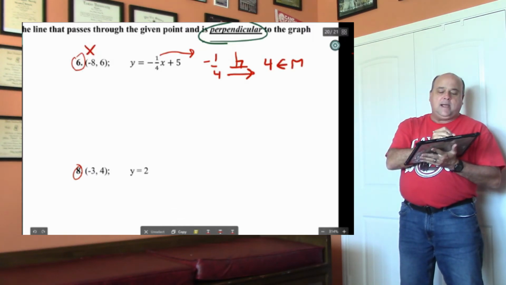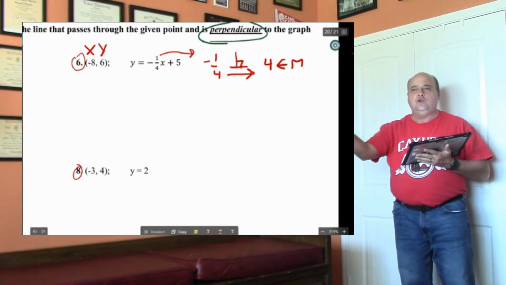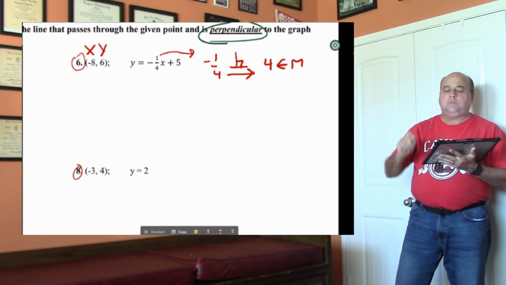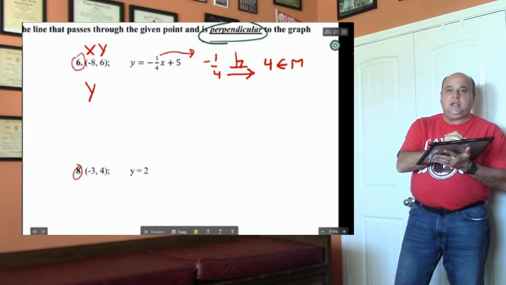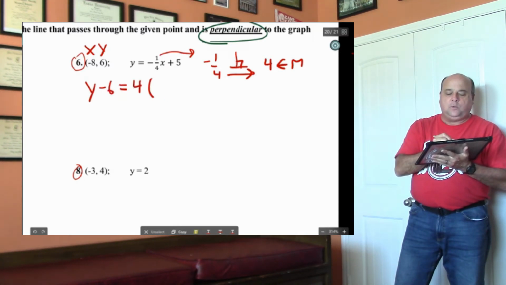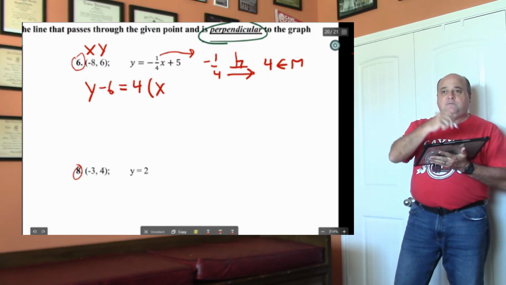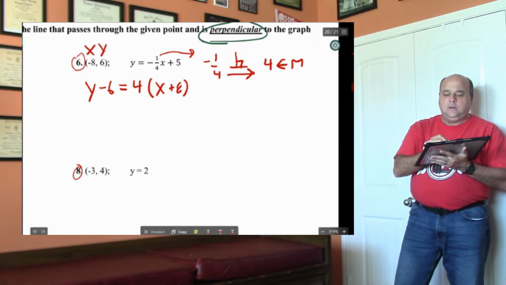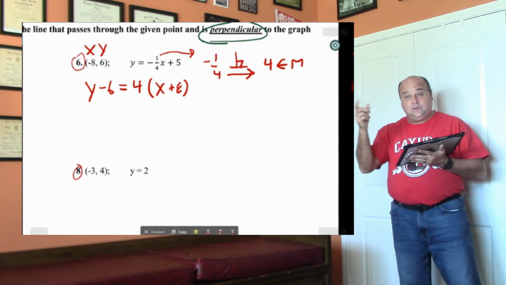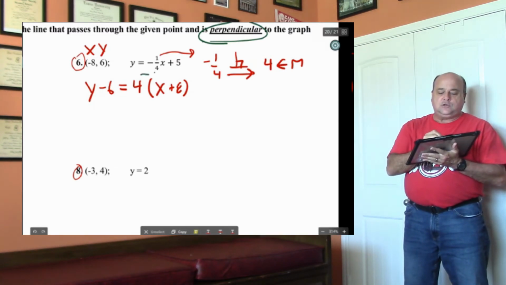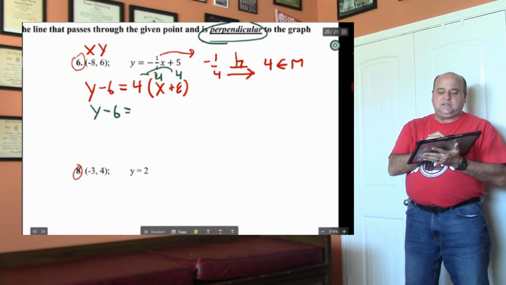I'm going to label my x and y. Now I'm going to do point slope and switch it to mx plus b. So y, the opposite of +6 is -6, equals my slope 4, parentheses, x, the opposite of negative 8 is a plus 8. Now then, there's no fraction here, so this is pretty simple. I'm going to distribute the 4, and I'm going to get y minus 6 equals 4x plus 32.